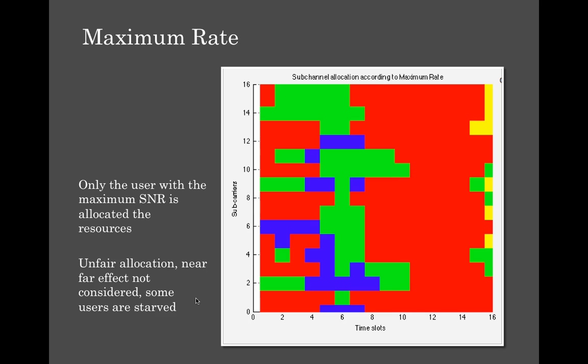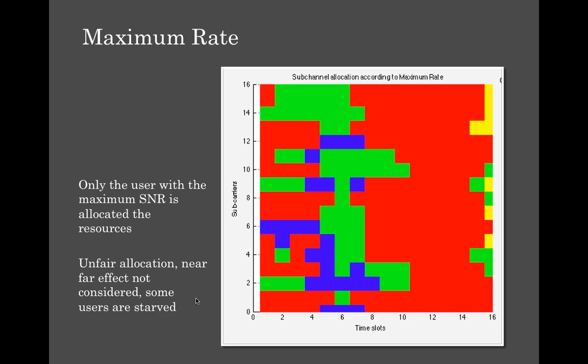However, it ignores the fact that the users may not be the same. Some users are very near the base station, and some users are far away from the base station. The users who are near the base station always experience very good signals, so their SNR is very high, and the ones who are at the edge of the base station service cycle will have a very low SNR compared to the ones that are near the base station. So this leads to unfairness in the scheme.